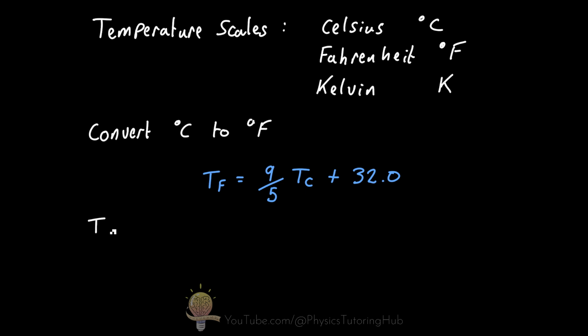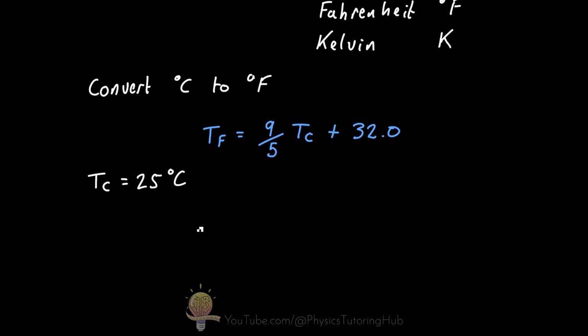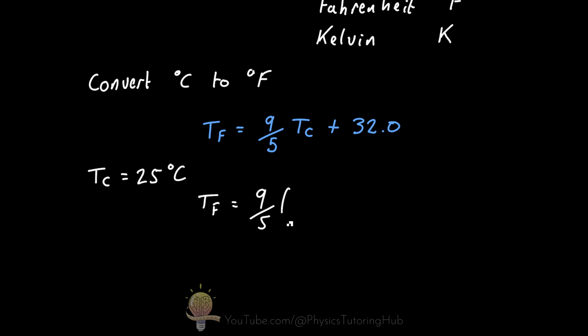So for example, if we got a temperature of 25 degrees Celsius and we plug this value into our formula here, we get a value of 77 degrees Fahrenheit.